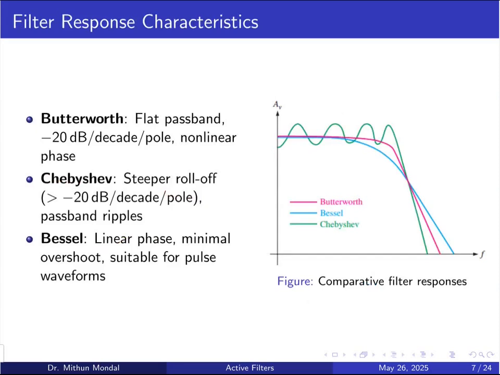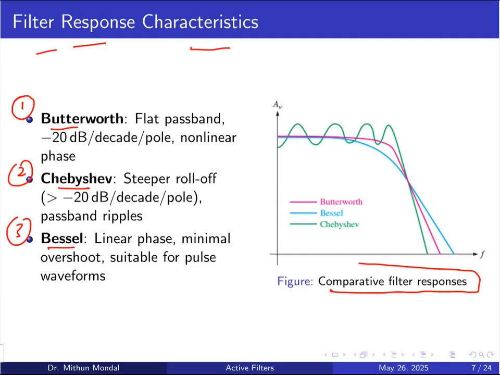Now let us see the response of the filter and what the characteristics are. We will be discussing three important characteristics. First one is the Butterworth, second is the Chebyshev, and the third one is the Bessel. So here you can see the comparative filter response. You have the frequency on the x-axis and the gain on the y-axis. If we take the Butterworth, it is shown by the pink color.